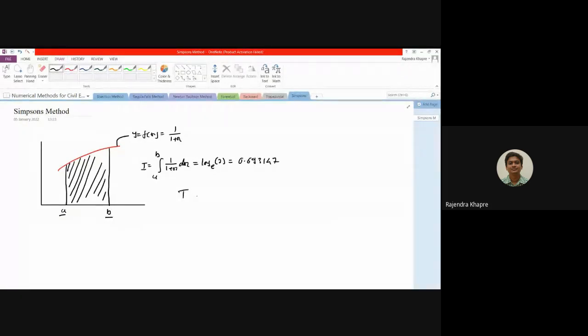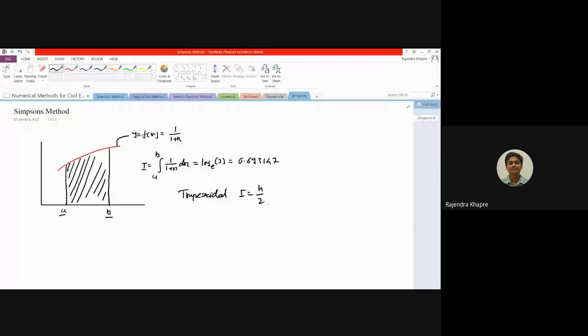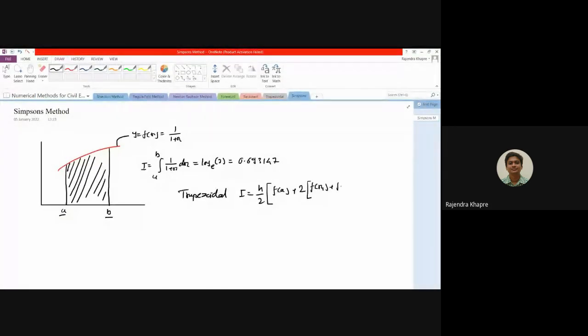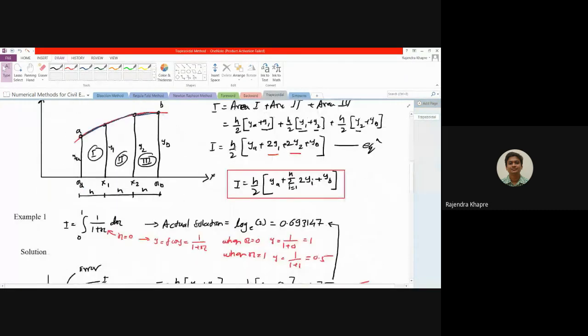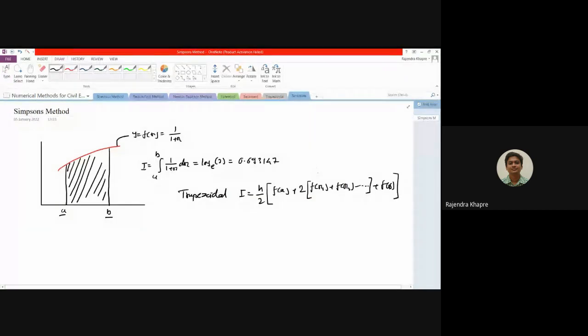For the trapezoidal method, the value of I was calculated as h divided by 2 into f of a plus 2 times f of x1 plus f of x2 plus so on, plus f of b. This is what we have seen earlier, so you can refer to the previous notes and you will find the same expression we derived. In place of f of x1, x2, x3, we used the terms y1, y2 and so on.